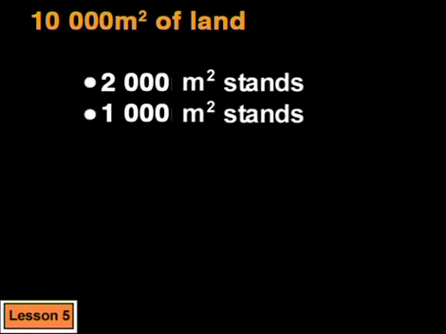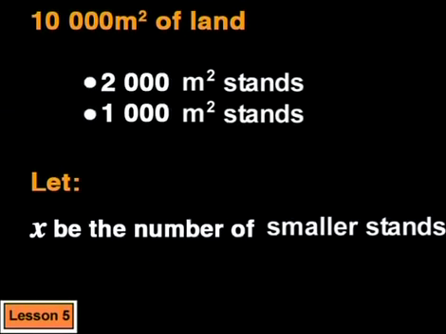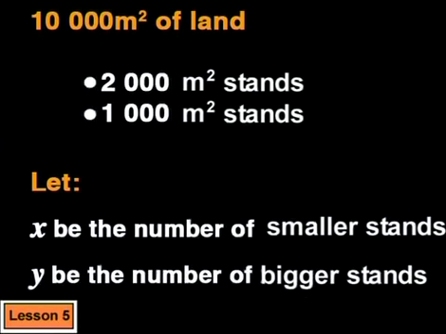A developer has 10,000 square meters of land he wants to sell off in smaller stands. He plans to divide the land into 2,000 square meter stands and 1,000 square meter stands. What variables do you think we need to use for the problem? The variables are the 2 kinds of plots. Let's use X for the number of smaller stands and Y for the number of bigger stands. We want to know what combination of plots to use, what number of bigger plots, and what number of smaller plots. We know that the total land available is 10,000 square meters.